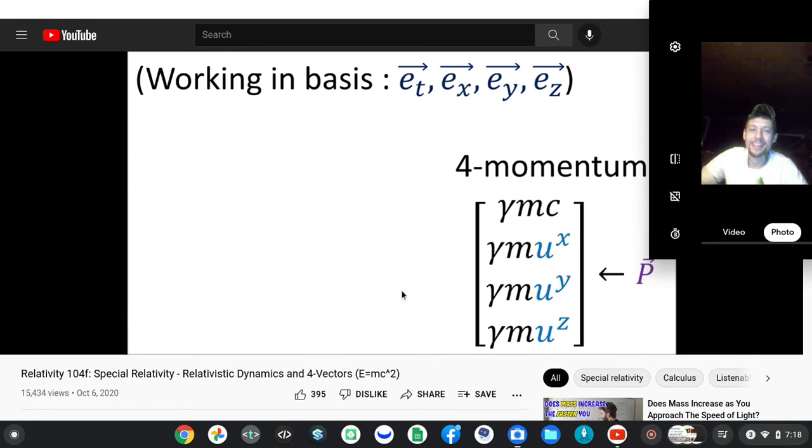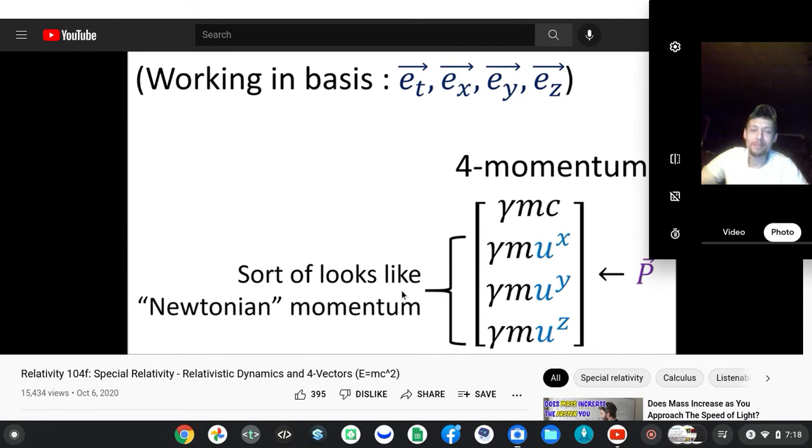So looking again at the 4-momentum components, the spatial components look pretty familiar. They are just the Newtonian momentum, mass times velocity, but multiplied by the gamma factor. However, the time component of the 4-momentum, gamma times mass times the speed of light, looks more mysterious.